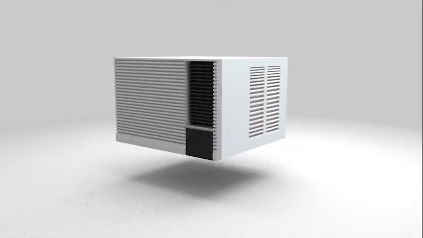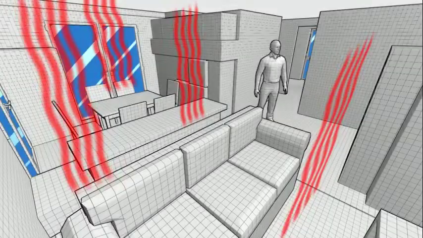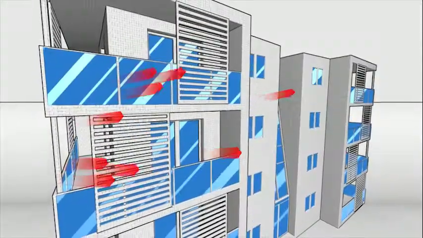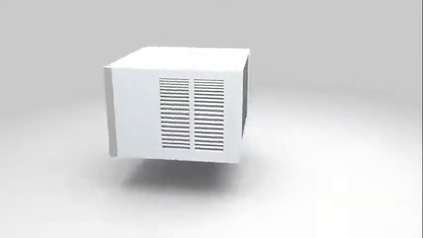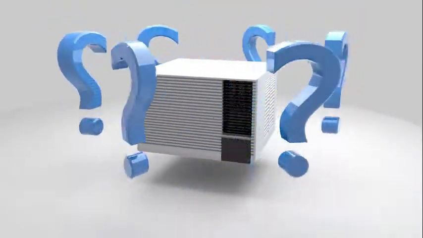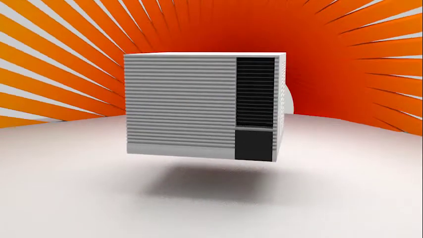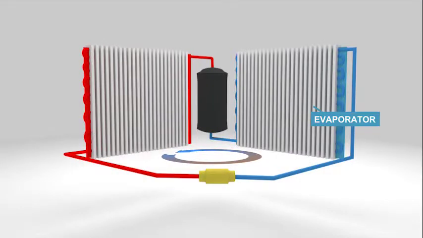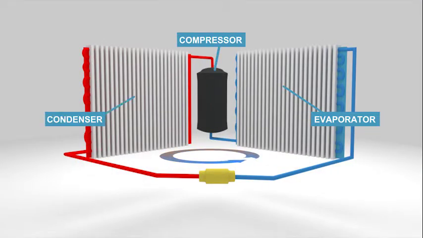Air conditioning is all about moving heat from where you don't want it to where you don't care. So, how does an air conditioner do it? Let's take a look and see how it works. A room air conditioner has four major components: the evaporator, the compressor, the condenser, and the expansion valve.